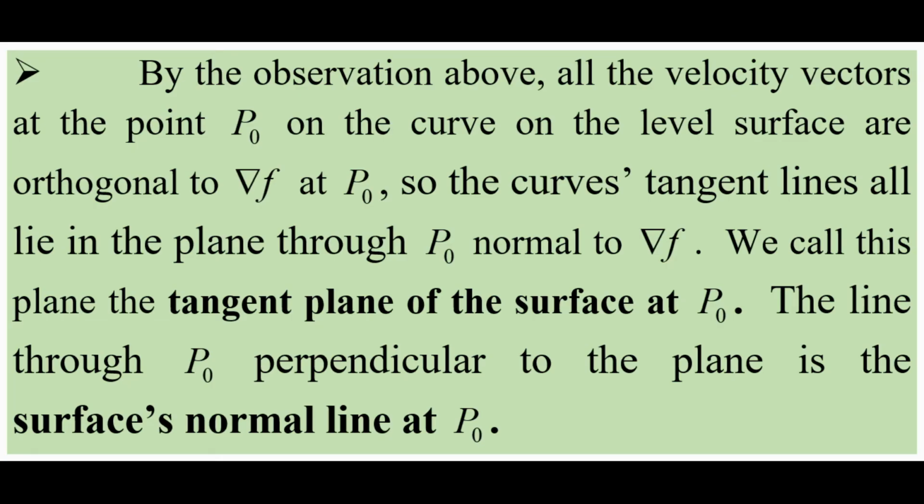By the observation above, all the velocity vectors at the point P naught on the curve on the level surface are orthogonal to grad f at P naught. So, the curve's tangent lines all lie in the plane through P naught normal to grad f. We call this plane the tangent plane of the surface at P naught. The line through P naught perpendicular to the plane is the surface normal line at P naught.